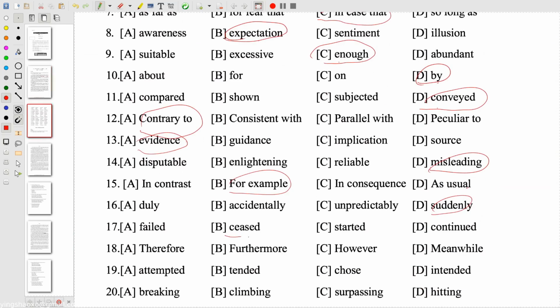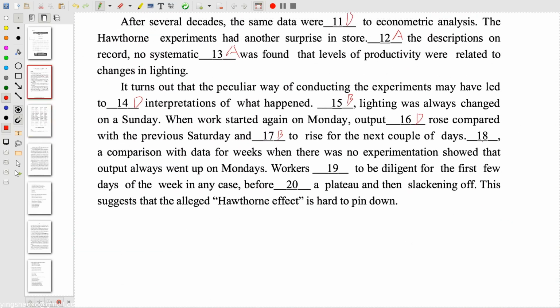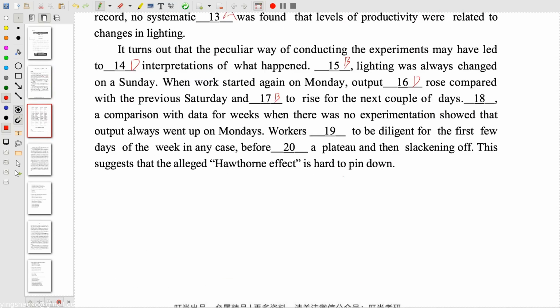And ceased or continued. I don't know. Let's just choose B. A comparison with data for weeks when there was no experimentation showed that the output always went up on Mondays. However, let's choose B. Workers to be diligent for the first few days of the week in any case.